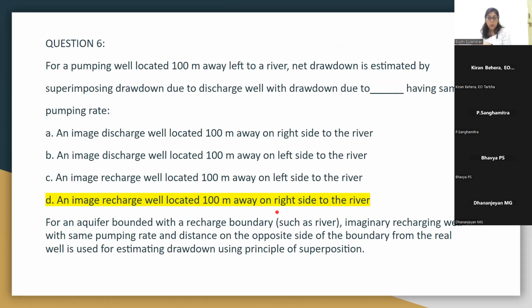It will also be on the opposite side of the river from where the actual well is located. So for an aquifer bounded with a recharge condition, an imaginary recharging well with the same pumping rate and distance on the opposite side of the boundary from the real well is used for estimating drawdown.